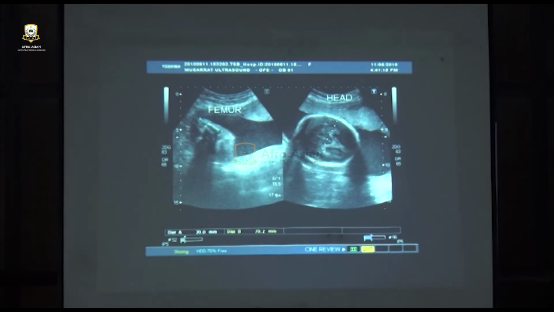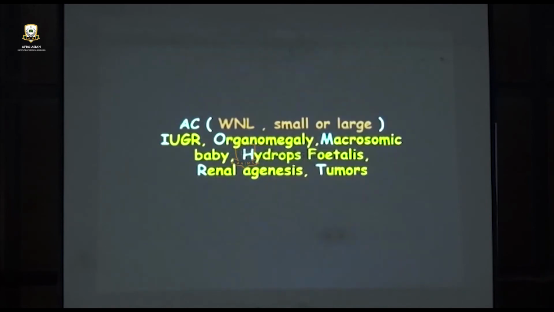Here the femur is too small, BPD is 7. 7 minus 2 should have been 5. Instead of 5, it is 2. That means the femur is beyond that limit.